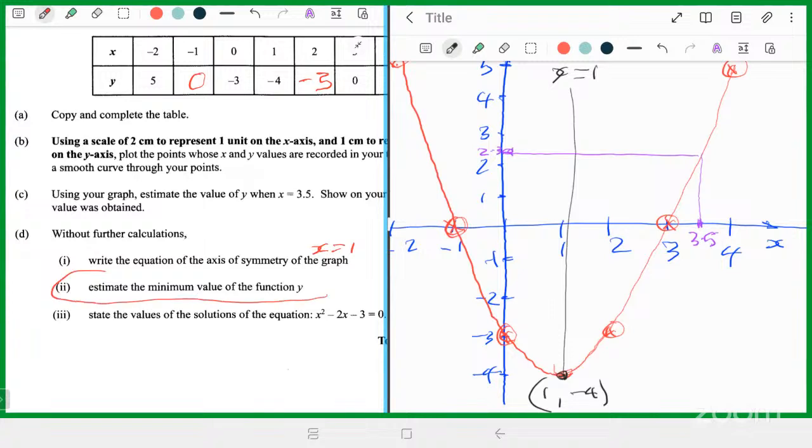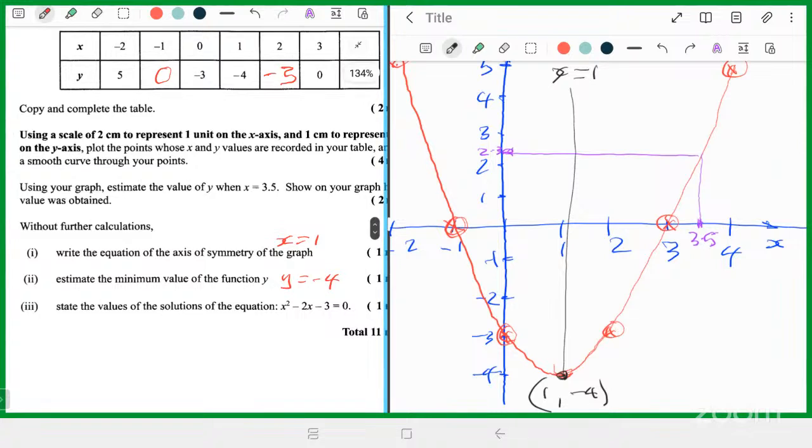Estimate the minimum value. The minimum value is the lowest y value in the graph. That's without calculating. I would say it is y equals -4. And then I can check it as well, by completing the square. Without calculation, you must get it from the graph.